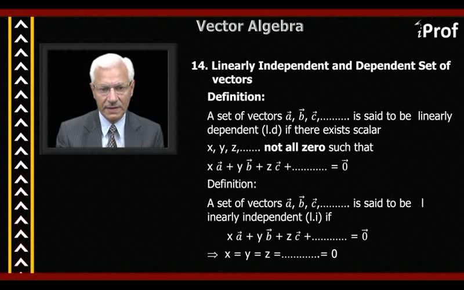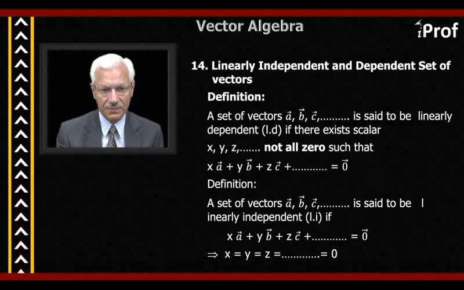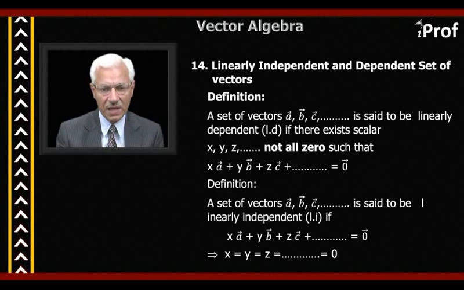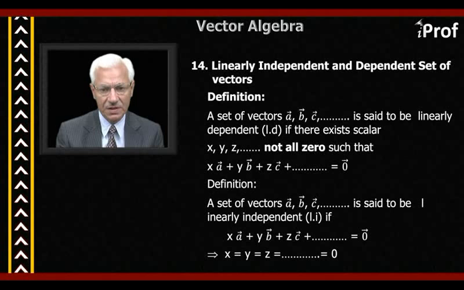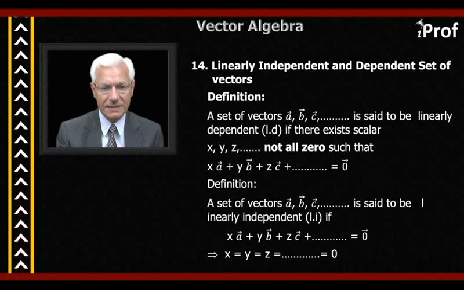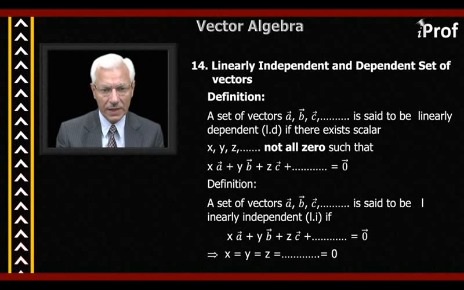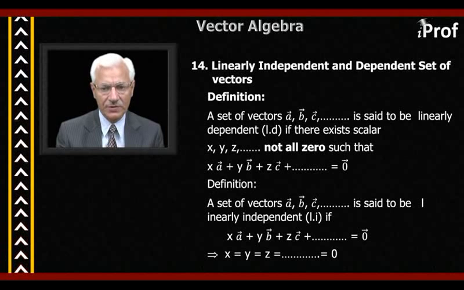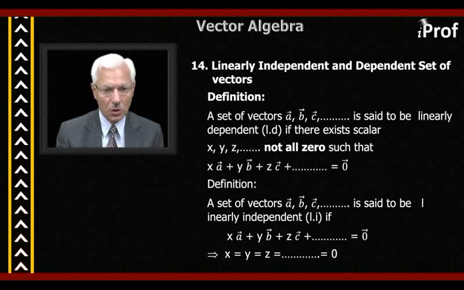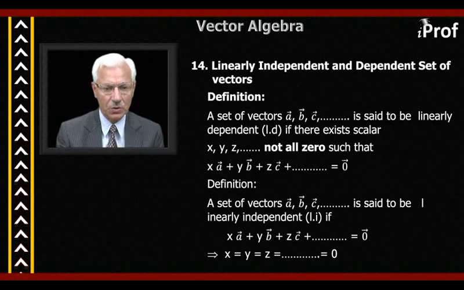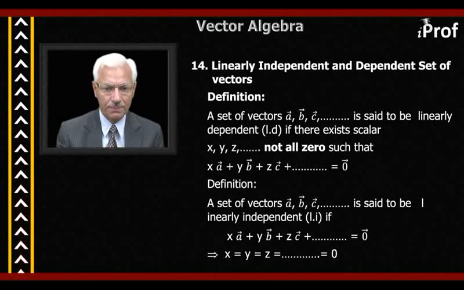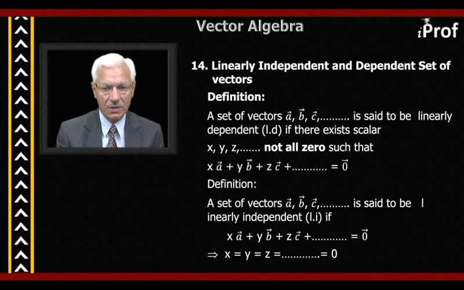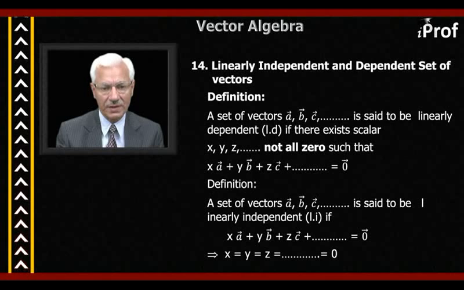Linearly independent and dependent sets of vectors. First we define linearly dependent vectors. A set of vectors A, B, C, and so on, are said to be linearly dependent, or L.D., if there exist scalars x, y, z, and so on, not all zeros. I repeat, not all zeros, such that xA plus yB plus zC plus so on is equal to the 0 vector.